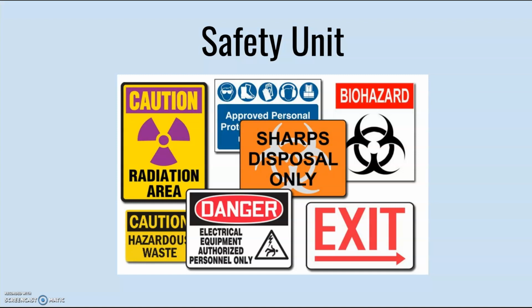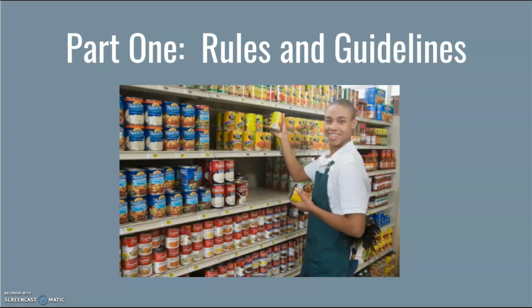Today we are talking about safety, and there are actually 3 parts to this. Today we'll be doing part 1, and we're talking about the rules and guidelines that you should expect with regards to your work and when it involves safety. Here we have a happy young person stocking shelves in a grocery store, and I'm guessing that that person learned some safety guidelines at their job.